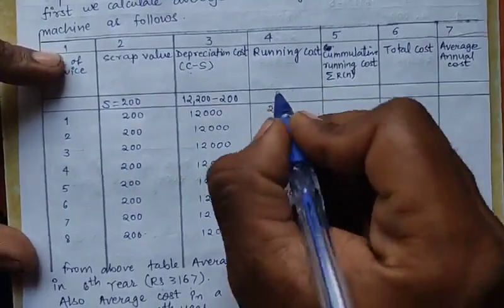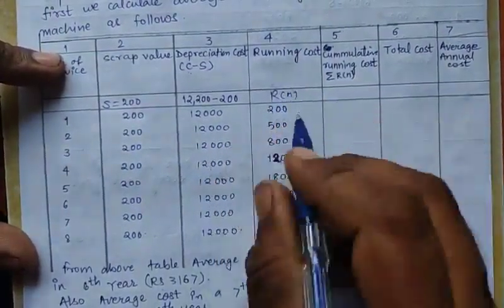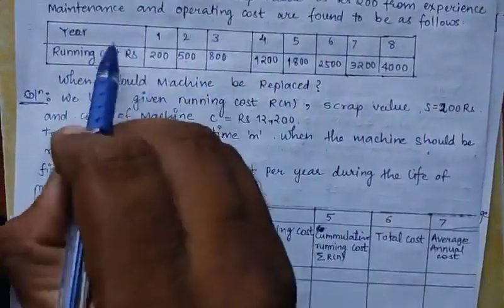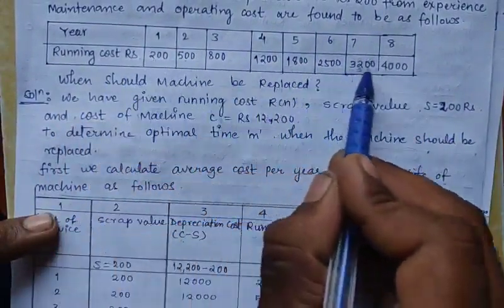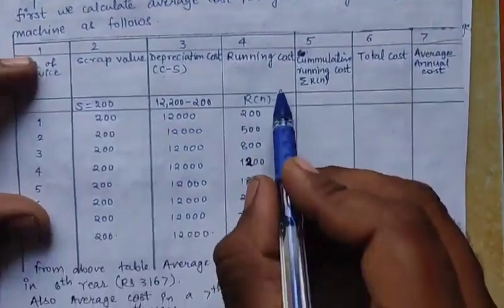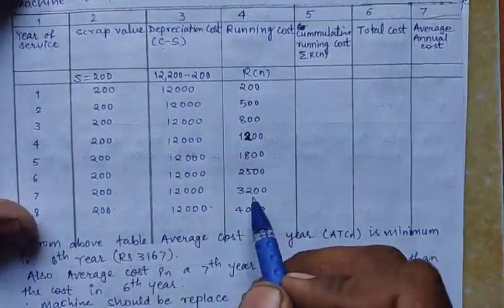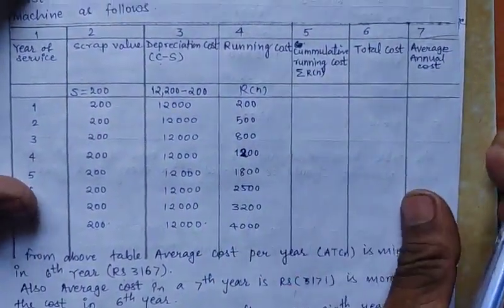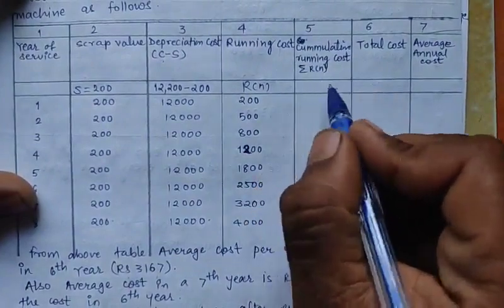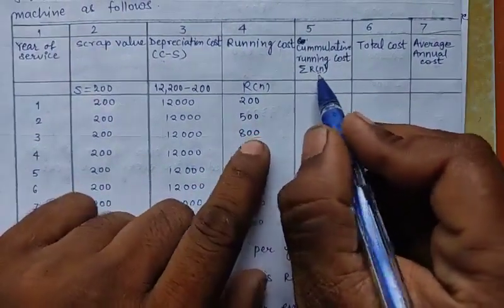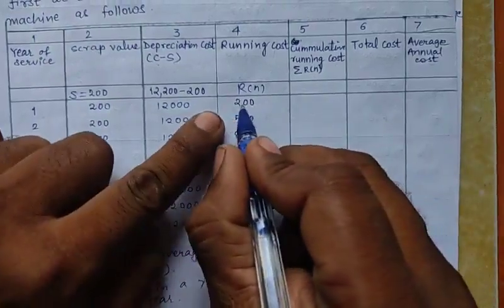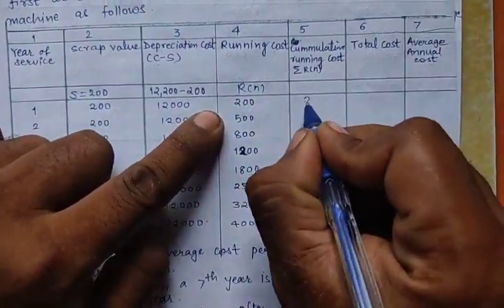Okay. So we get here 12,000 for every year. Now next is running cost. So R of n we have given in table. So this is year, and for each year we have given its running cost. Now next, to find out its cumulative running cost. So how to calculate cumulative running cost? By using summation R of n. Now first write down this 200 as it is.